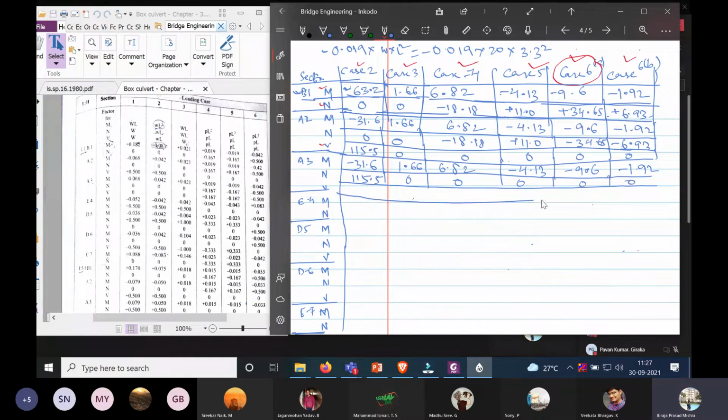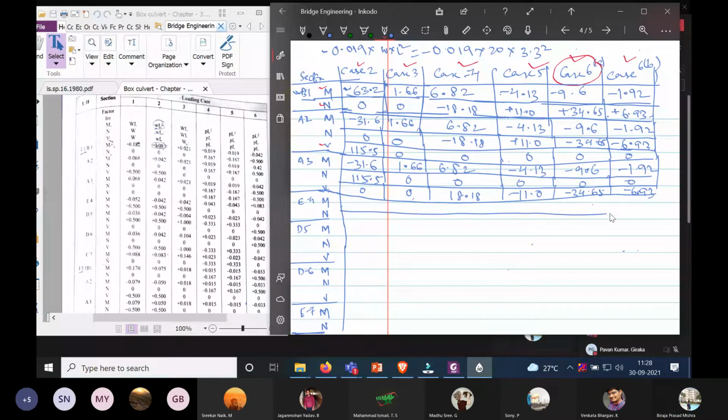Now the shear force, sorry, it is 0, then the next value is again 0, then 18.18, then minus 11.0, then minus 34.65, then minus 6.93, 6.93. Now the next for section E4.